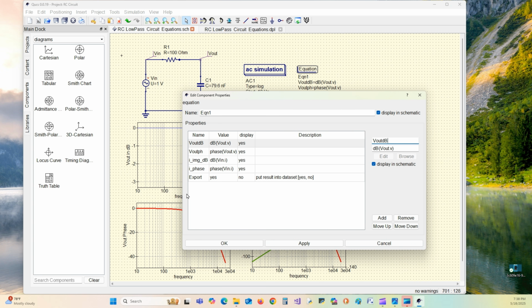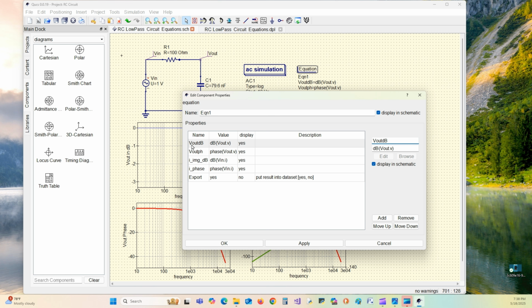And these are the names that you come up with. You can name them anything you want. But these are functions inside QUCS. So that way, this name has to be on this circuit. This name has to be on the circuit, as well as this name has to be on the circuit.